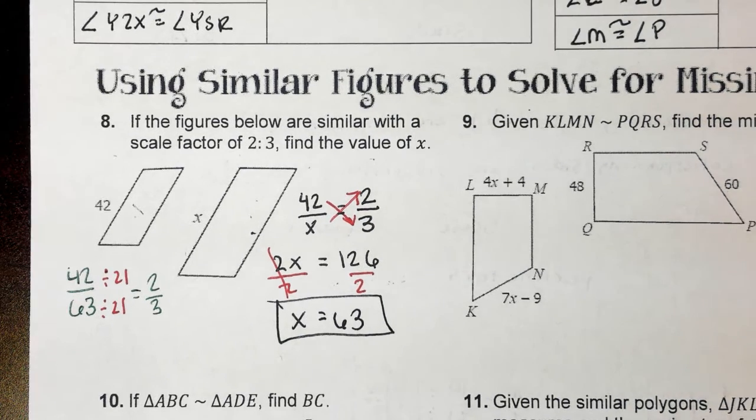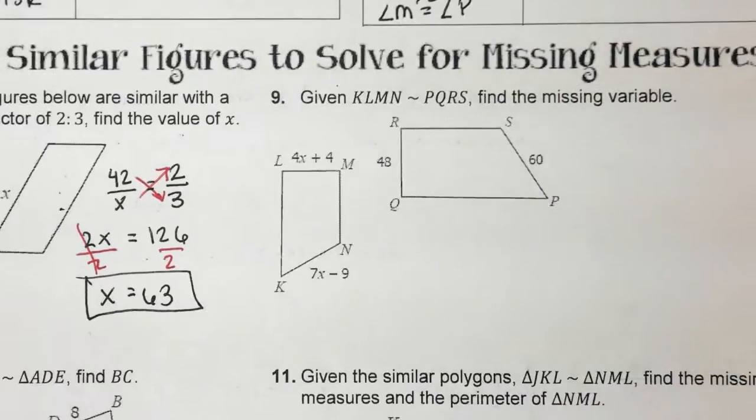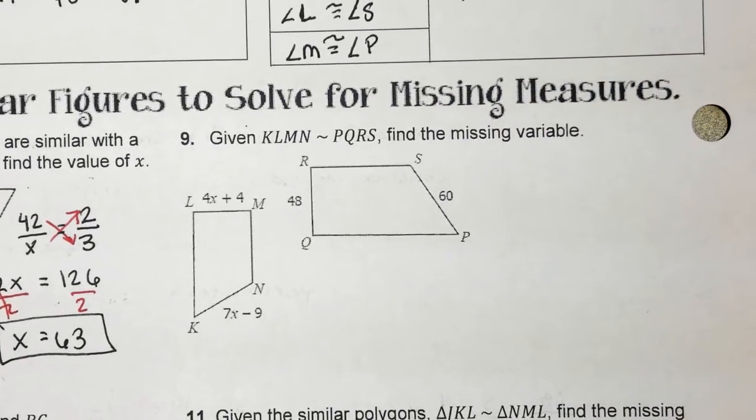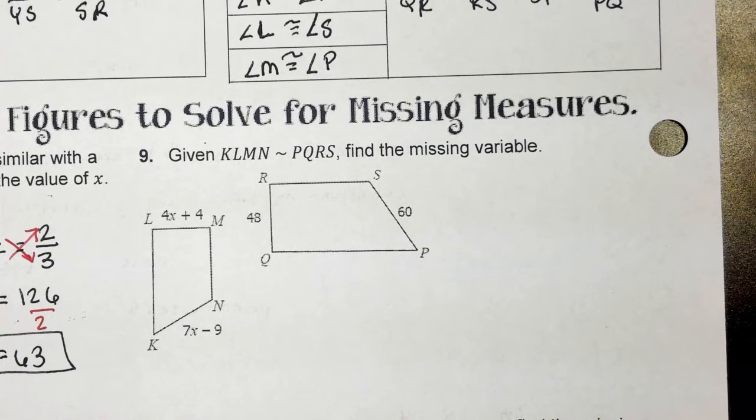Slide over. On this one, it says given KLMN is similar to PQRS, find the missing variable. So on this one, we want to find x. Both of these figures, they give you the two sides that you need. You can just match up to make sure though.